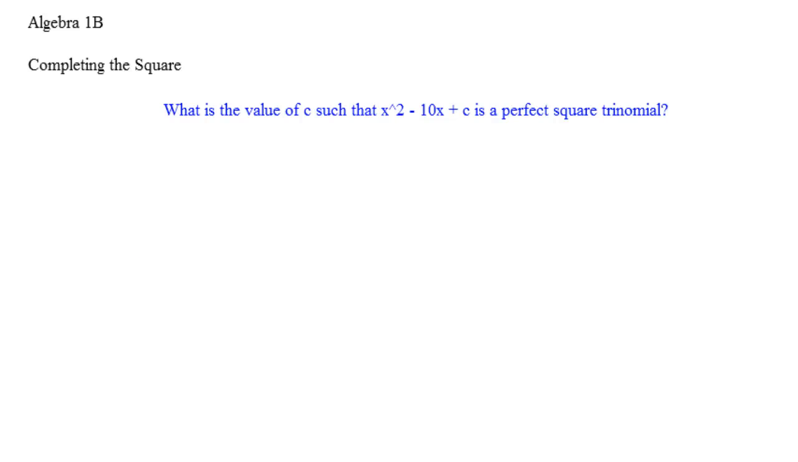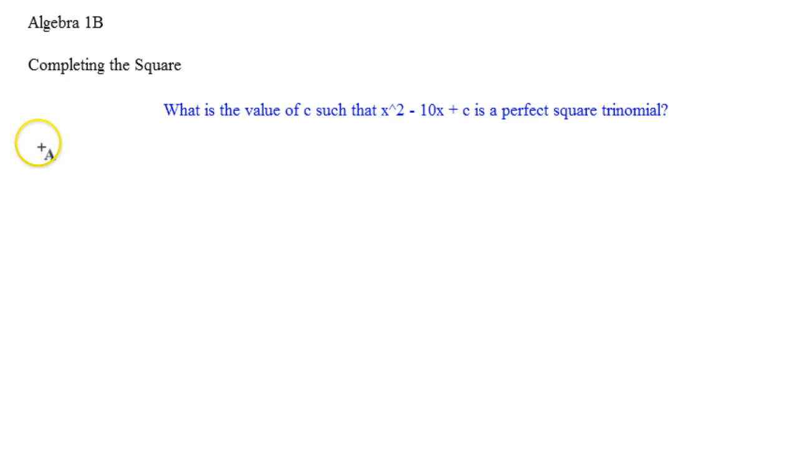Alright, now in algebra we're going to introduce a method that sometimes I'm not a big fan of using all the time, but there are certain situations in math where you do need to do what is called completing the square. It's used in this situation: what is the value of c such that x squared minus 10x plus c is a perfect square trinomial? We're going to learn some pretty cool stuff about this, because once we learn this, we can do some really neat stuff with parabolas.